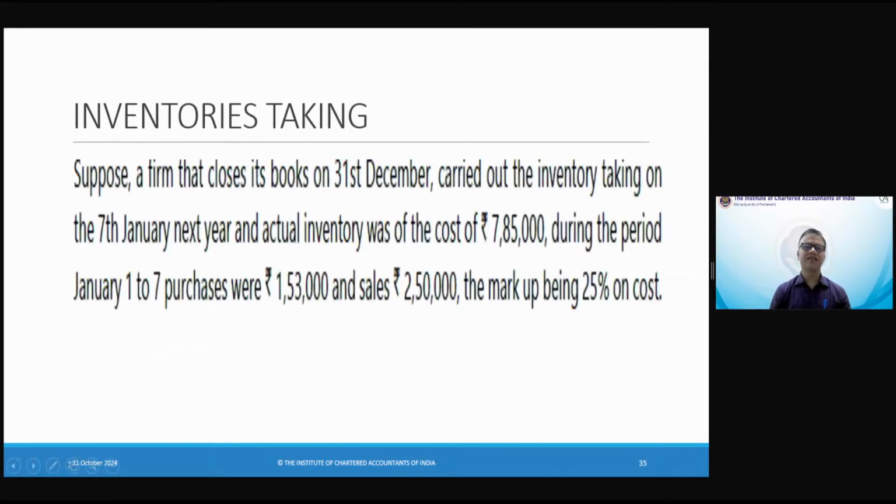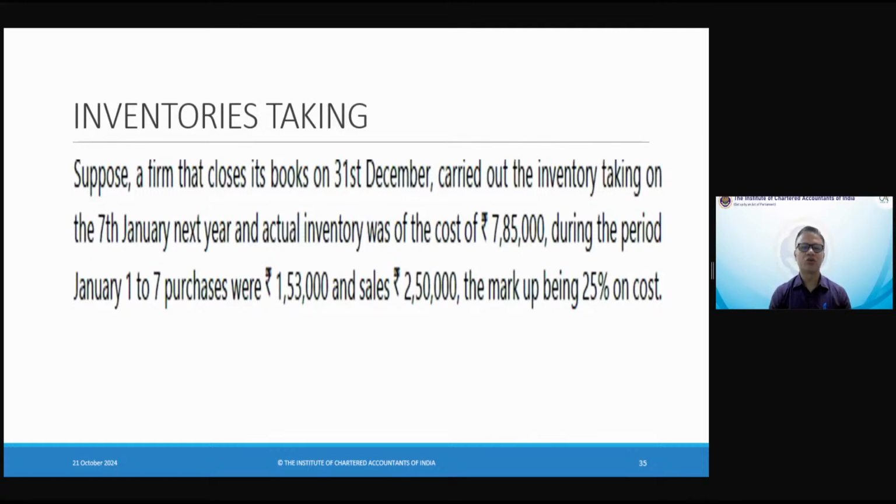Now let us see that there is a firm which closes its books on 31st December and carried out the inventory taking on the 7th January next year. And the actual inventory was of the cost of 7,85,000. So here the books are closed on 31st December, but the inventory taking is on the 7th January next year, and the actual inventory is of the cost of 7,85,000.